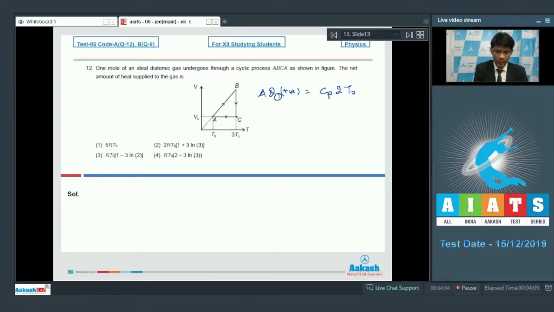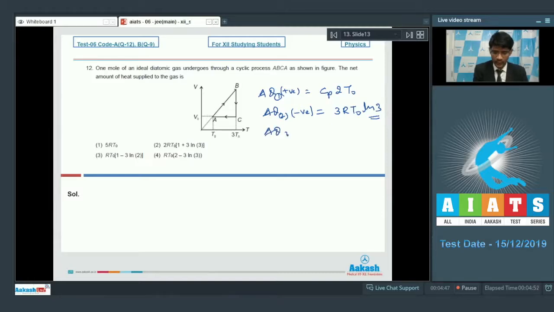In the next process, B to C, it is delta Q2. It actually has been taken out from here. It is nRT ln V2 by V1. From here to here, it is V0 and it is 3V0 here. So I would write down here, n is 1, 3RT0 ln 3. This much of the amount of heat has been taken away from here.